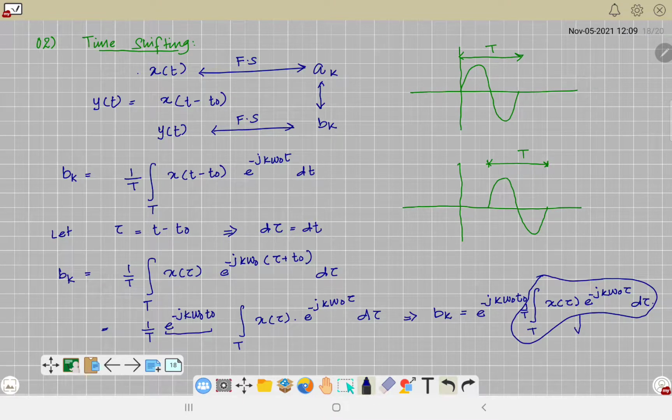Now this part is actually the coefficient a of k. The only difference is instead of t, because if you calculate this coefficient, it will be 1 by T, because the time period is the same in both cases, over the period T x of t e raised power minus jk omega naught t dt. So they are quite similar, only difference is the way we express the parameter. But t also represents time as a continuous variable. Tau also represents time as a continuous variable. So this is very much the coefficient a of k, which implies that b of k is related to a of k using this factor.